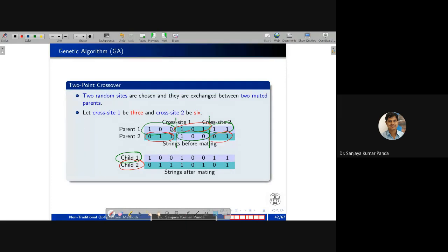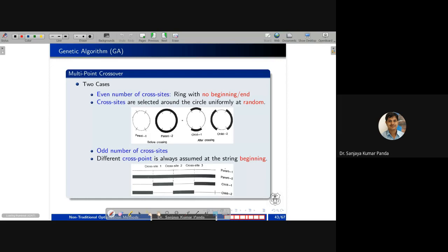Not only that, you can go for multi-point crossover also. Here you can see there are 2 cases of multi-point crossover. If I take a ring, which has no start point and no end point, that is called an even number of cross sites. For example, if I choose these cross site points, I'll take the first part of parent 1, the second part of parent 2, the third part from parent 1, and the fourth part from parent 2. This is child 1, and the opposite one is child 2.